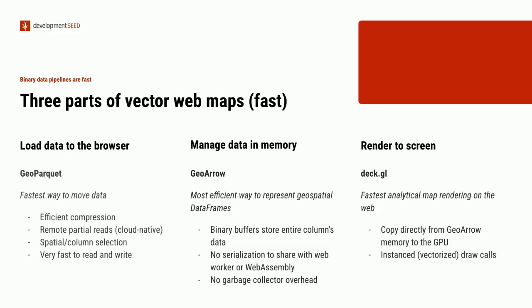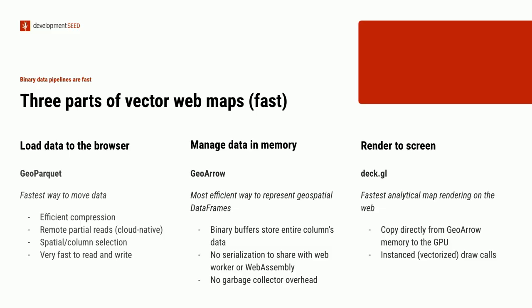And so because it's the GeoArrow, if you managed to catch my talk yesterday, it's a binary layout of geospatial vector data. And so instead of storing many tiny JavaScript objects, you store a single array buffer that represents all of the data in a column. And this makes it really easy to share the data freely between the main thread and another thread, and you don't have JavaScript garbage collector overhead.